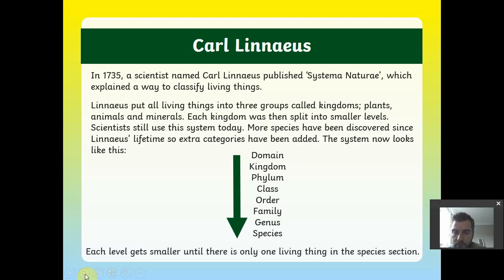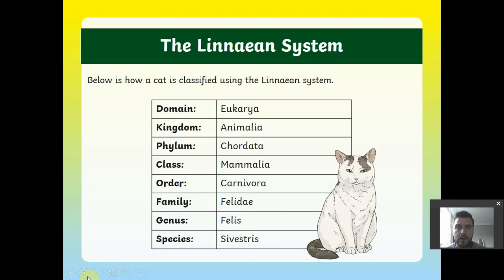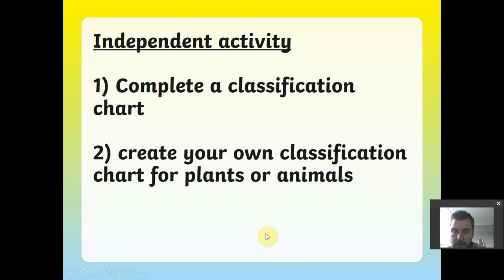Each level gets smaller until there is only one living thing in the species section. So you start at the top with your domain and your kingdom, and you go all the way down. So below is how a cat can be classified using the linear system. Okay, you notice that the language used is very much Latin.